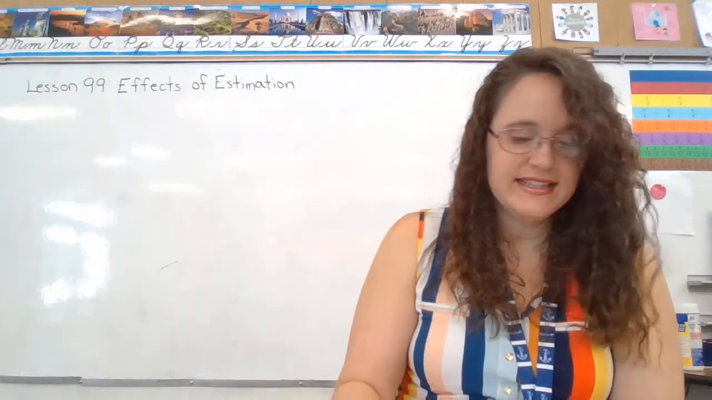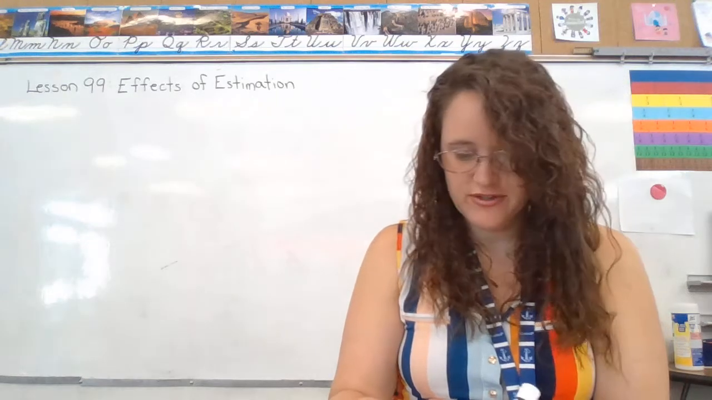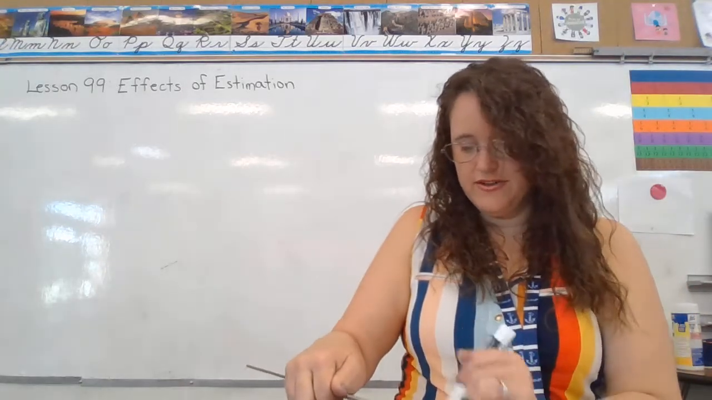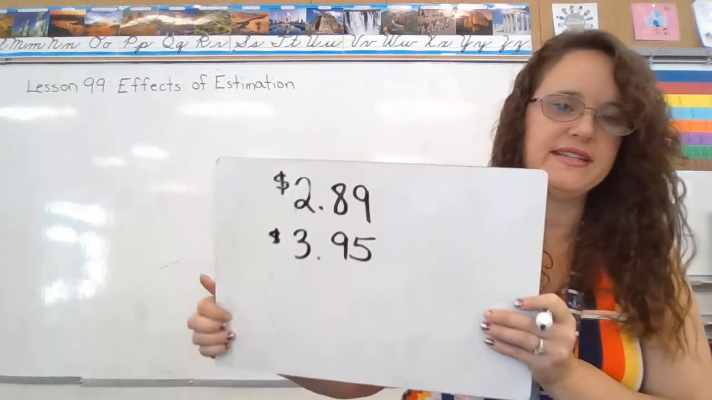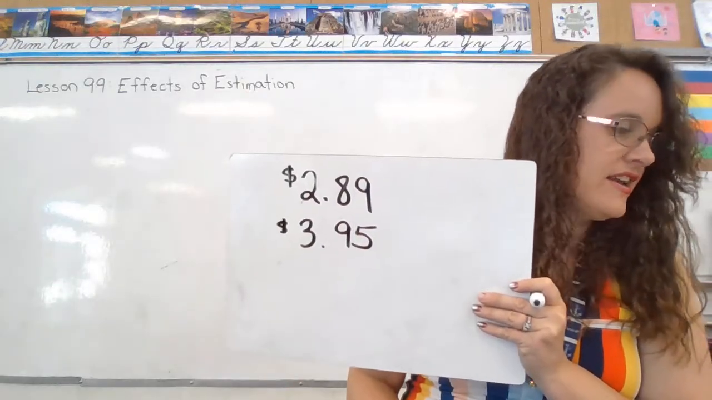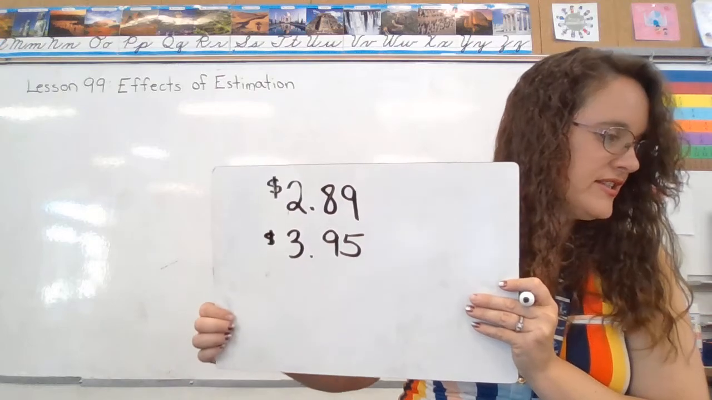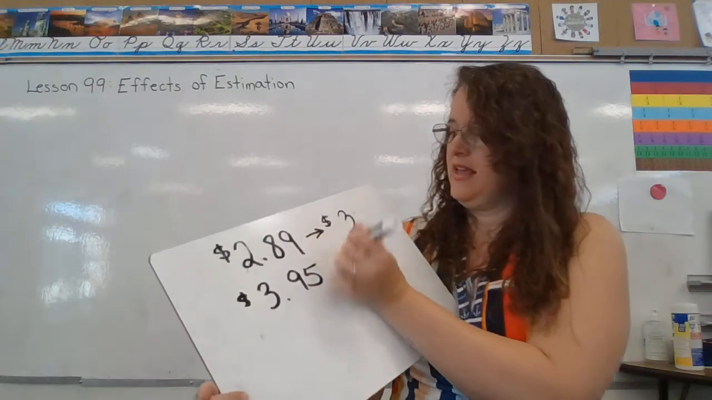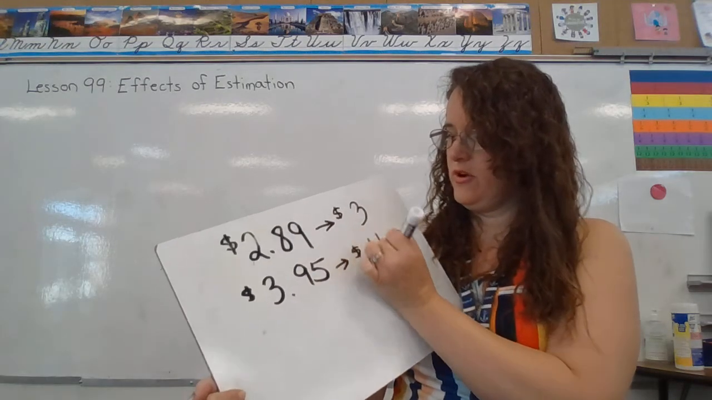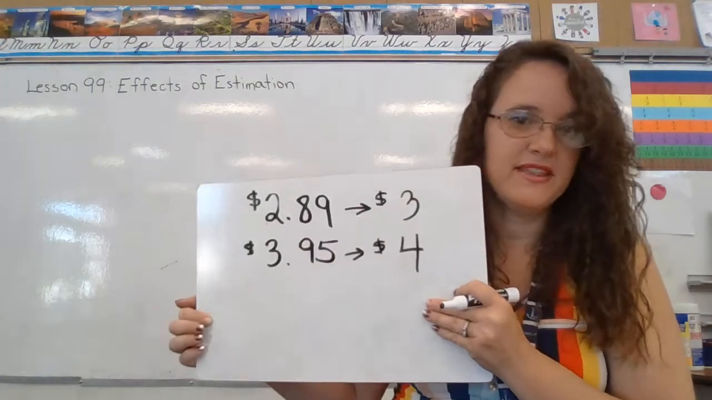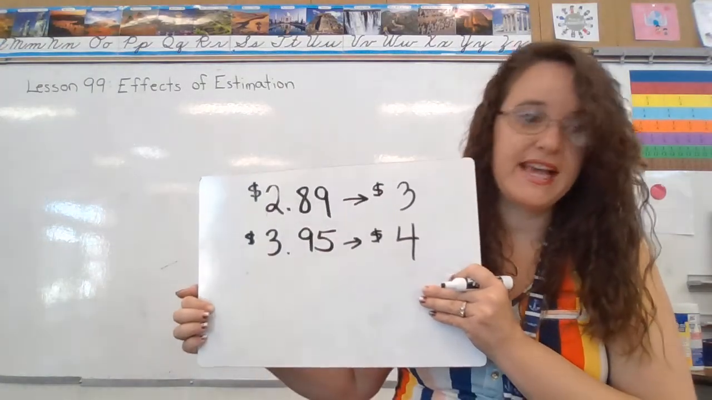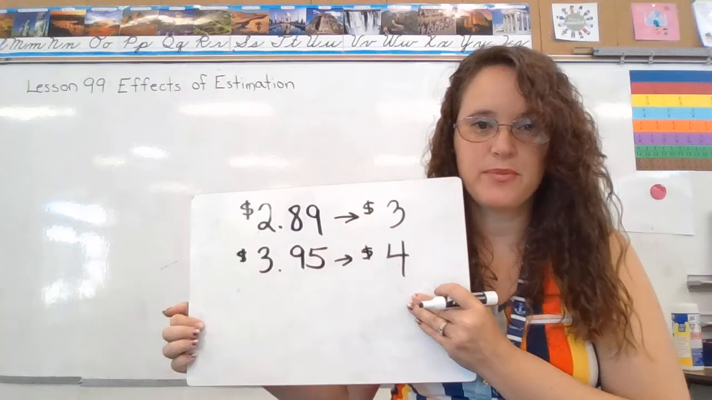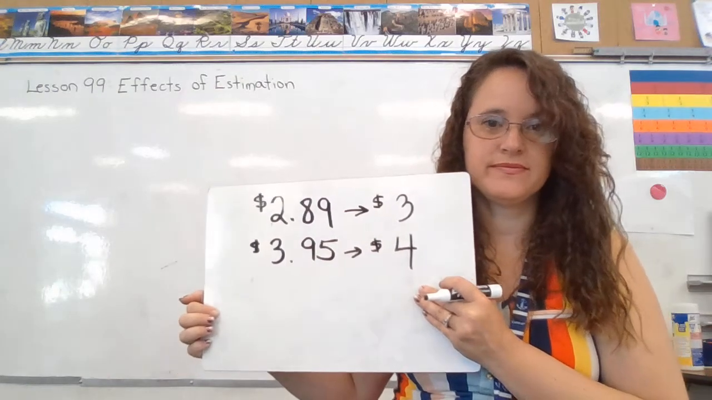So let's read it again. Sal bought a gallon of milk for $2.89. He also bought a box of cereal for $3.95. Here's the actual prices. He added $3 and $4 to estimate the total price. So he rounded this to 3, he rounded this to 4, and then he added that to estimate the total price. The question part says, is his estimate greater than or less than the exact price? Go ahead and try that one on your own.